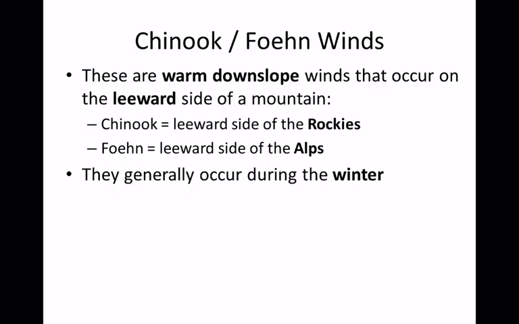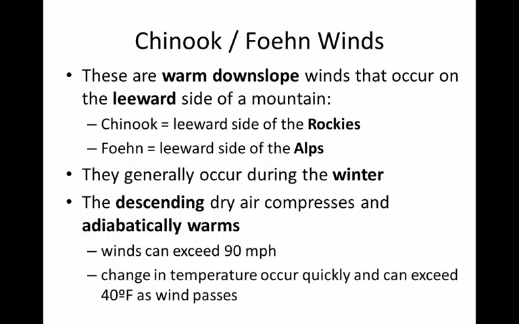The reason they're snow eaters is because they are very warm. What do I mean by very warm? As this wind passes you, your temperatures can warm like 40 degrees Fahrenheit. It's just called a Chinook wind. It's a downslope wind. We actually have a couple of winds associated with mountain ranges. This one's associated with the Rockies, the leeward side of the Rockies. Are we okay with that?